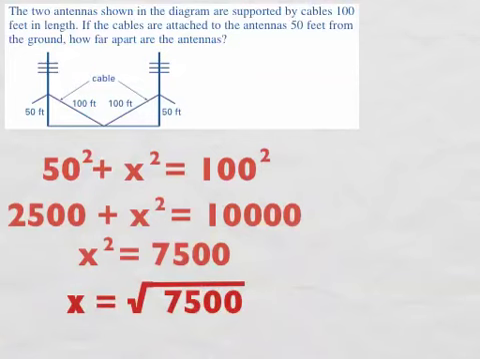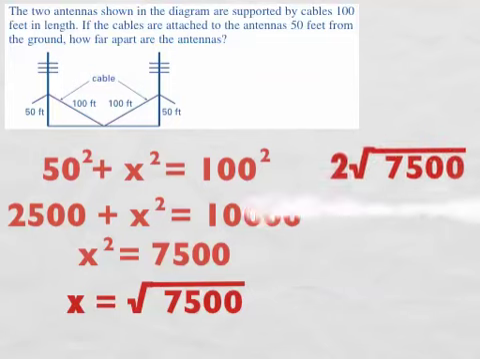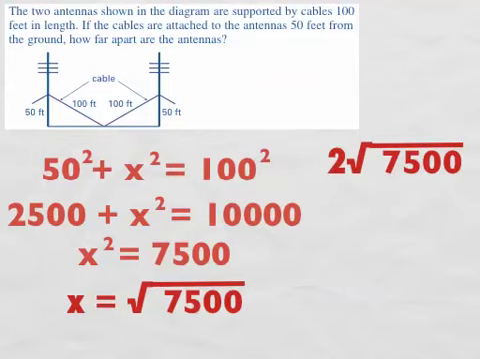If you look at the diagram again, it asks us how far apart the antennas are. The square root of 7,500 is only the length of one. It's only the distance from one antenna to where the 2 cables are meeting. To find the distance between the 2 antennas, I need to double that length because there are 2 cables joining 2 different poles. So we have 2 congruent triangles between the poles. I would take 2 times the square root of 7,500, and plugging that into your calculator, you would get 173.2, and it would be feet apart.